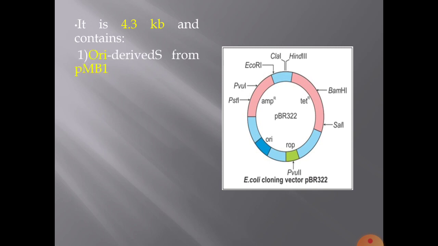Then it contains ORI, the origin of replication, which is derived from pMB1. So the ORI is derived from pMB1. Then second one, it has a tetracycline resistance gene. You can make out here in the diagram the tetracycline resistance gene, the almost pink colored structure. This is derived from pSC101.